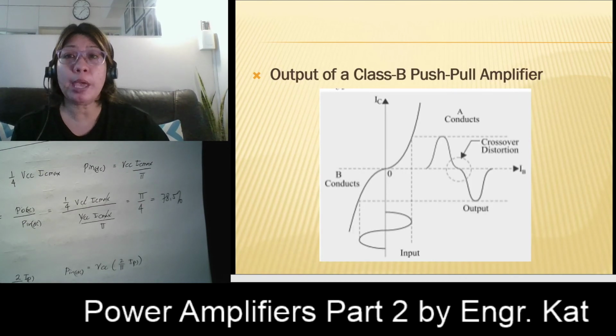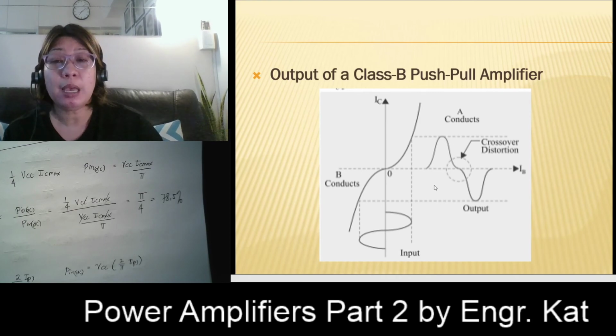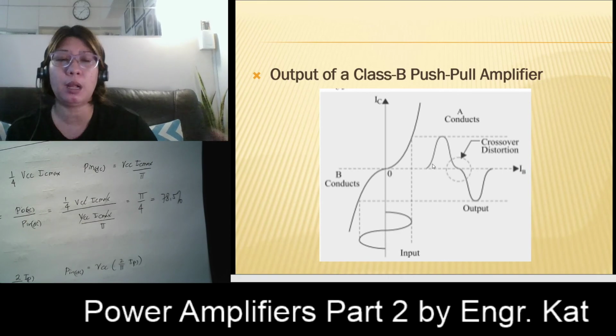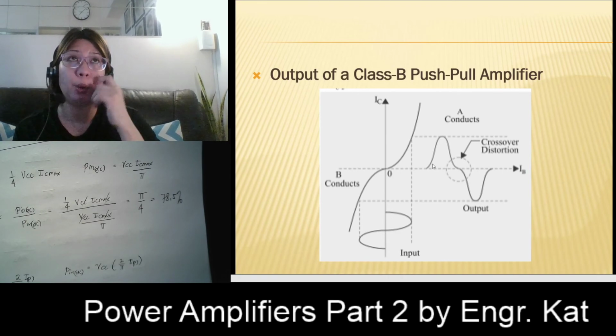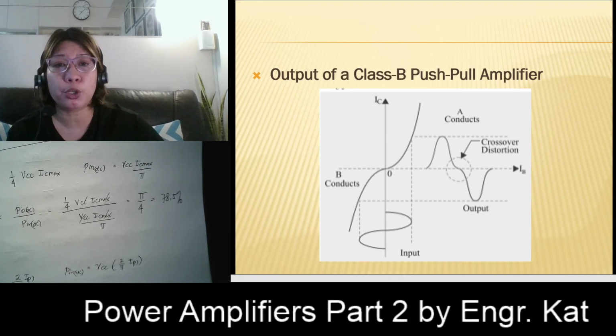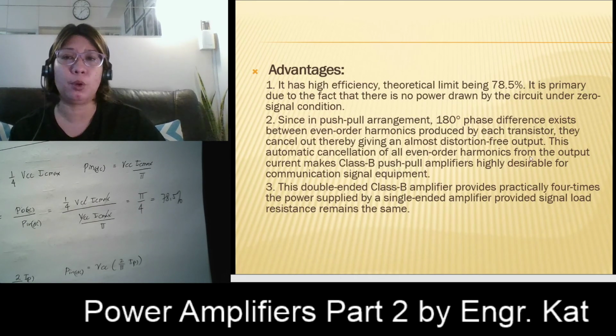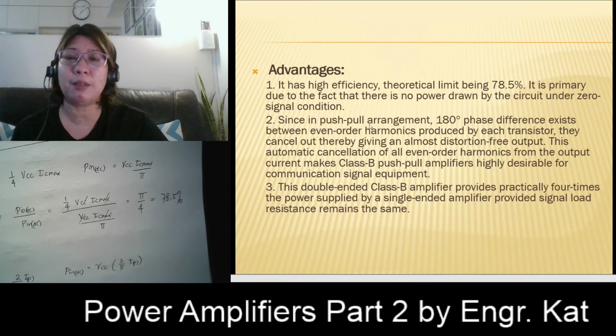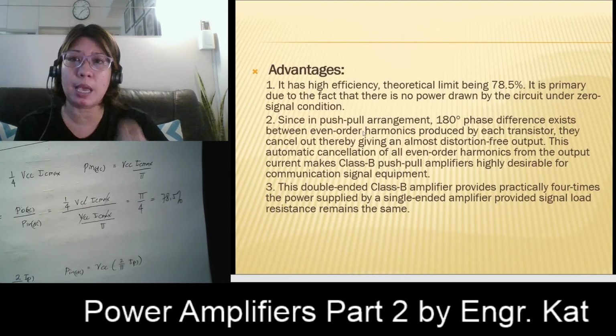However, here we have the output of a Class B push-pull amplifier. As you can see, there is a portion where we have somewhat of a distortion. We call this crossover distortion. So what is this crossover distortion and how does it happen? Before we discuss that, let us first discuss the advantages of a Class B amplifier.